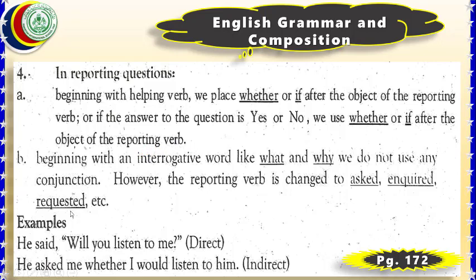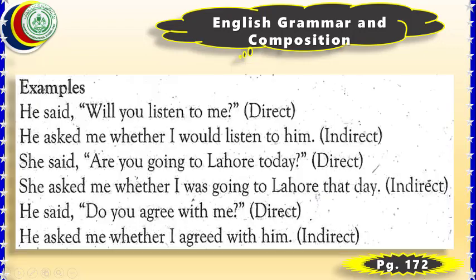Reporting verb is the first part of the sentence. This is called reporting verb. This is called reported. This is reporting part. This is verb. Okay, second rule is if reporting part is beginning with an interrogative word like what and why, we do not use any conjunction. However, the reporting verb is changed to asked, inquired, requested. We shall understand it in the examples.